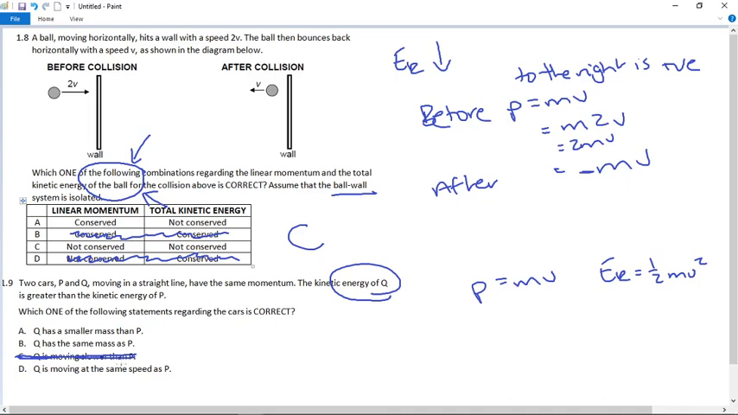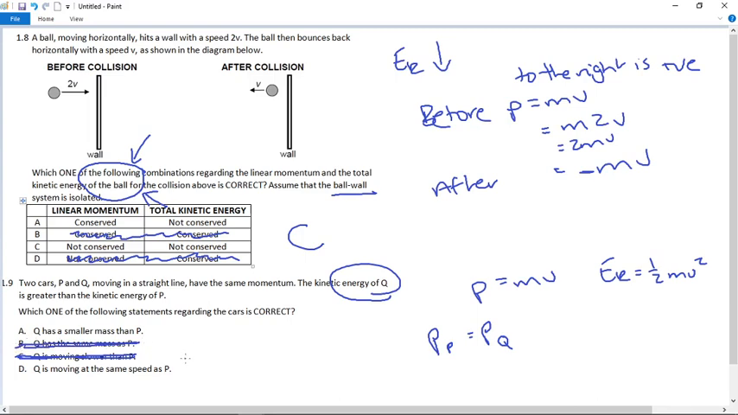Now let's look at B. If the cars have the same mass, they said P equals mv, and the momentum of P is equal to the momentum of Q. So if the mass of P is equal to the mass of Q, the v of each must be the same, which means the kinetic energy is going to be the same. Because if the momenta are the same and the masses are the same, the kinetic energy would have to be the same. So this one we're also going to cross out.